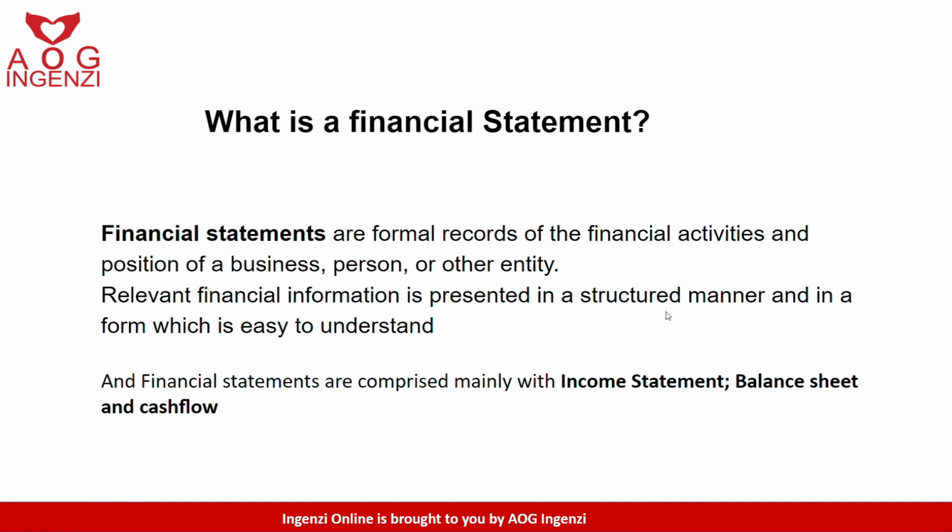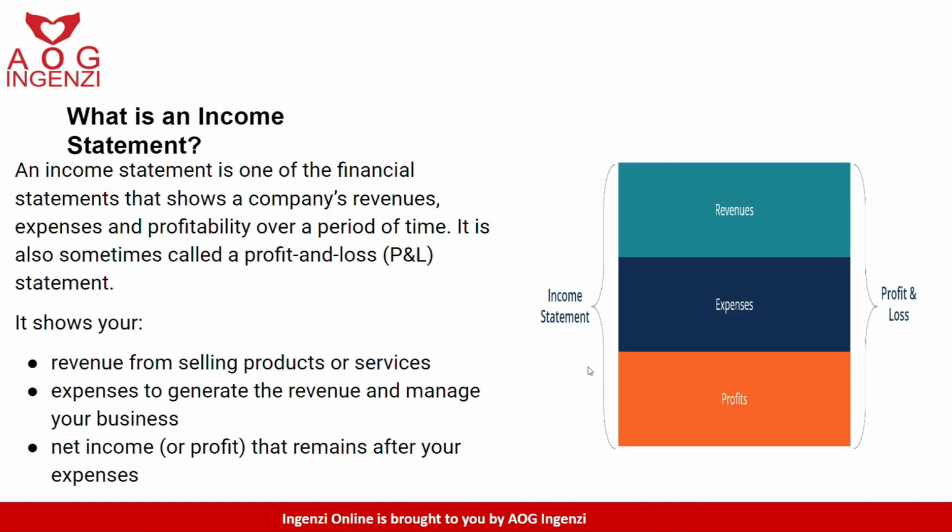We call it a structured manner because we have a format that is designed using the standard of accounting. Those formats mainly help us read the information given by any business or company. So financial statements are comprised of mainly three parts: one, income statement; two, balance sheet; and three, cash flow.